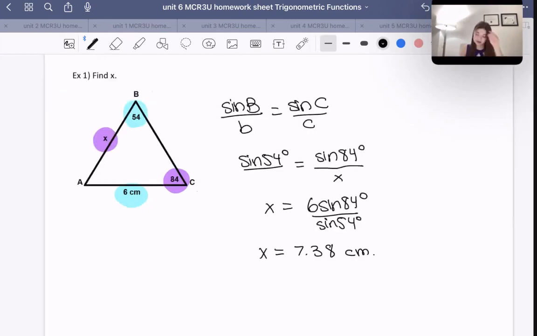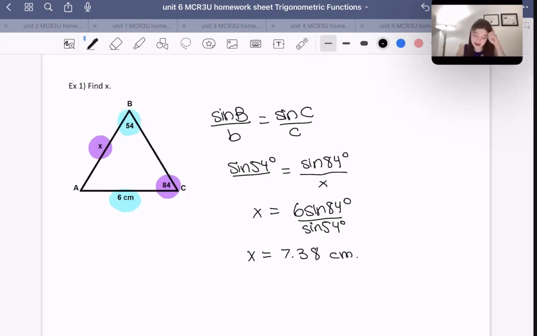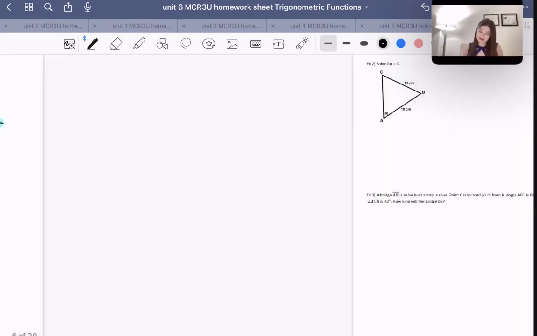So you can see how we realized that we had a side-angle combination, and we also had the angle that we needed to find the side they were looking for. And so we were able to apply the sine law here to solve this question, which is fantastic. All right, let's try another example.